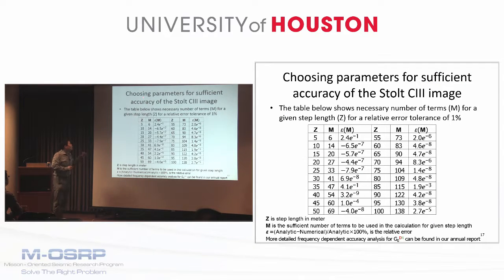And we mentioned that we need a good parameter of how good is good. So we do a lot of analysis on how to choose the parameter properly. Here is one table we showed for the image result, where we keep a given step length and a given relative error tolerance, which is 1%, to find the necessary number of terms to achieve good accuracy. This table is for the final image.